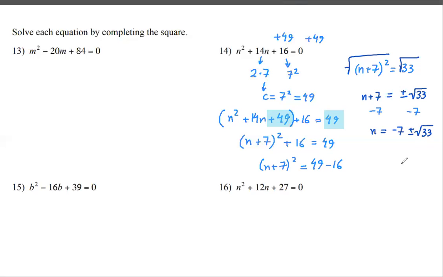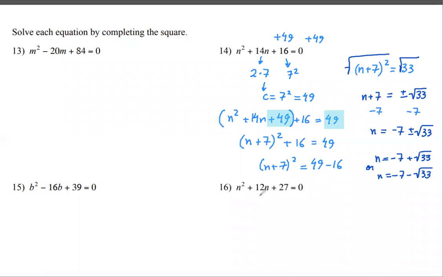So the two solutions, remember we have two solutions. One of them is going to be minus 7 plus root 33, and the other is going to be minus 7 minus root 33. And we can have either one or the other as the solution. Let's do an easier one. Let's keep going.